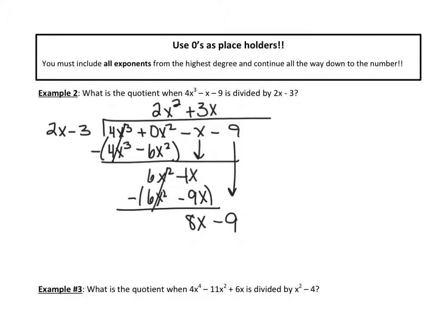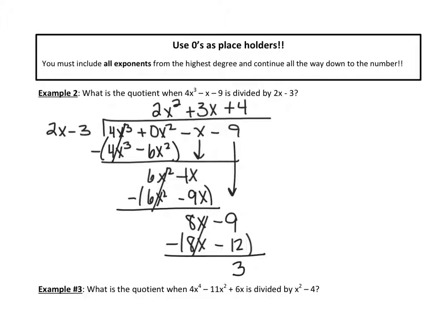And we now say, okay, how many times does 2x go into 8x? You should be telling me 4. So now we multiply. 4 times 2x is 8x. 4 times negative 3 is negative 12. And we subtract. And again, putting this in the calculator, negative 9 minus negative 12 is 3. So we have a remainder.